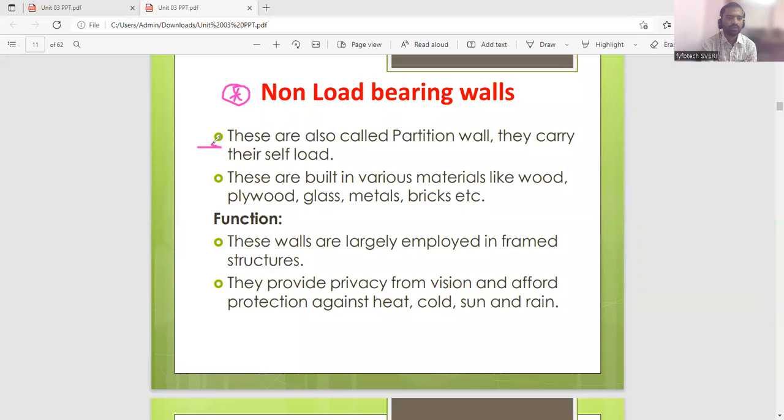Next, non-load bearing walls. These are also called partition walls. They carry their self load, meaning its self weight only, okay? Next one. These are built in various materials like wood, plywood, glass, metals, bricks, etc.